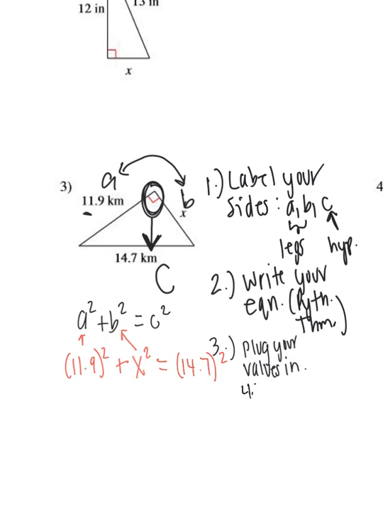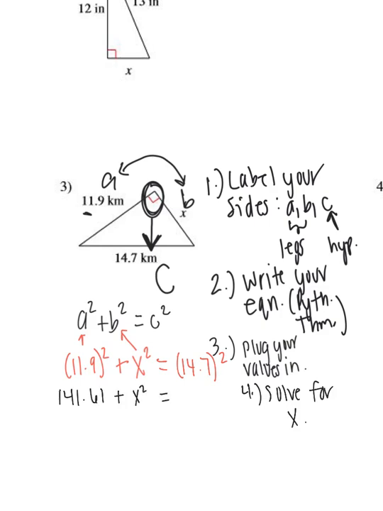So step 4 is solve for X or whatever value you are missing. So I'm going to take my calculator and type in 11.9 to the second power, which is really just 11.9 squared. So that would be 11.9 times 11.9. So that simplifies to be 141.61. Nothing happens with the x squared.